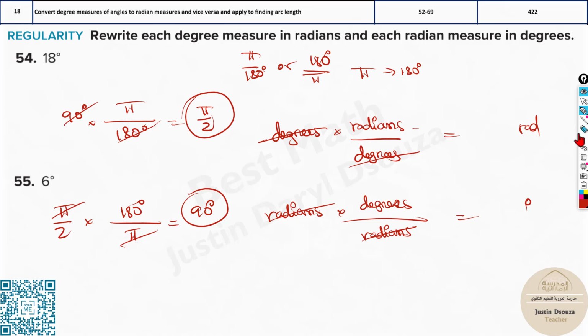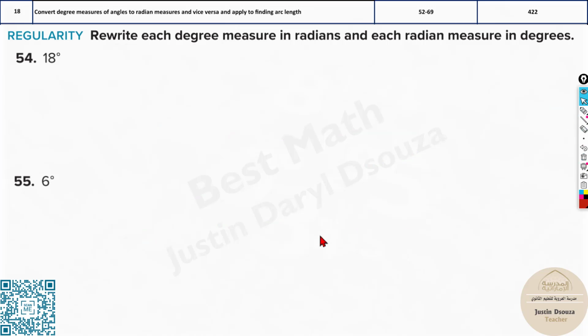Now over here, what we have is 18. So what do you do here? Multiply this by pi by 180 degrees, because degrees must be down. This as well: pi by 180 degrees. So 18 goes 10 times, so it's pi by 10. That's it, that's the answer. Over here, 6 goes 30 times, so it'll be pi by 30.